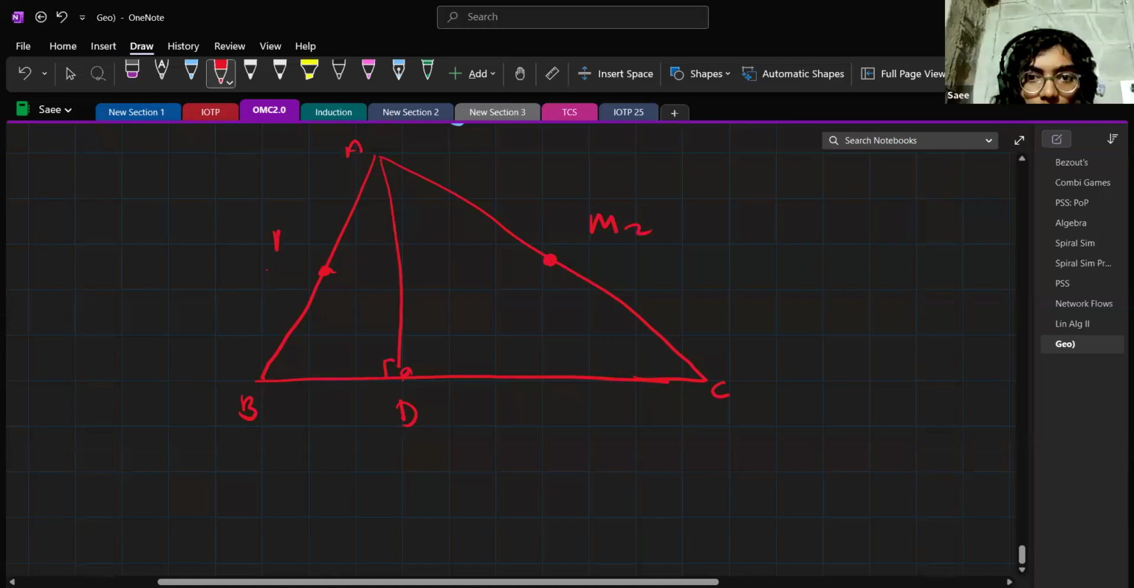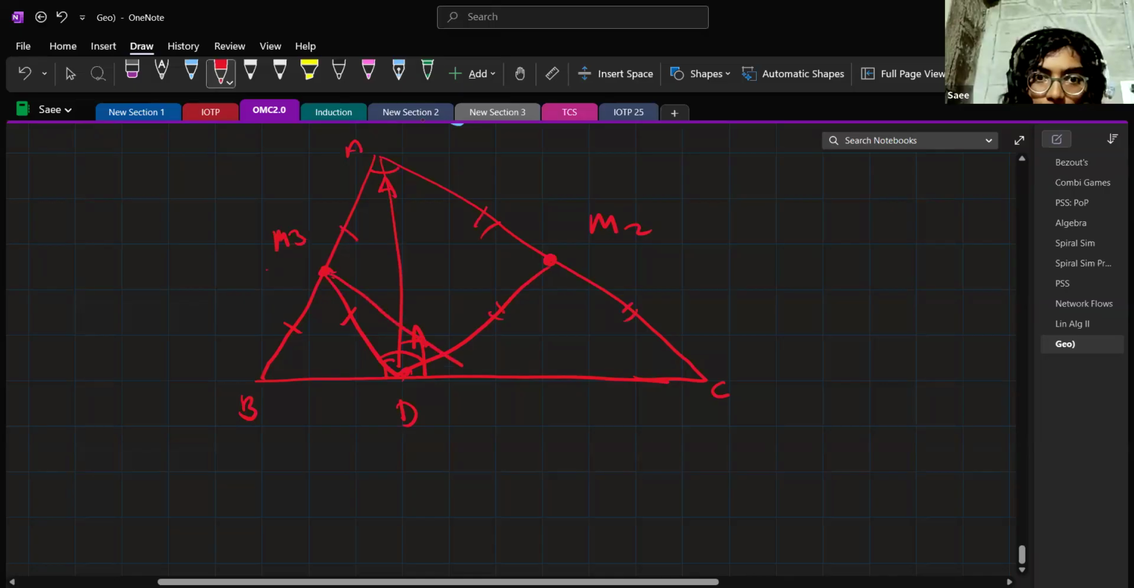M2, M3. So as we can see in this diagram, this is equal to this is equal to this. This is 90 and these are the midpoints. So we get that this is A and so this must also be A. But in fact, we know another point which is also A.